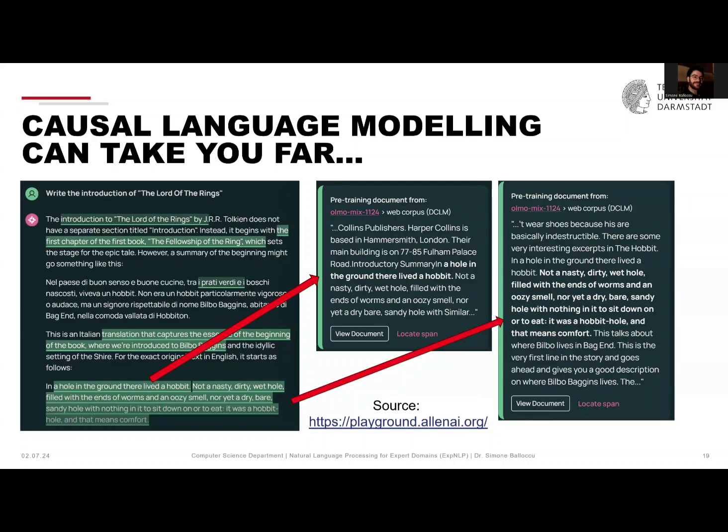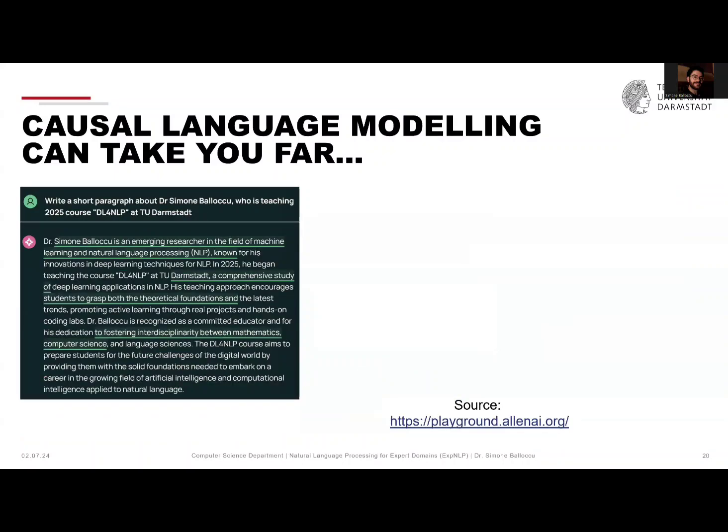Now let's go to the example about me, right? So if I say, write a short paragraph about Dr. Simone Ballocco, who is teaching deep learning for NLP at Darmstadt, it actually makes sense. It says stuff like, Simone Ballocco is a researcher, machine learning, deep learning for NLP is a study of deep learning applications, theoretical foundation, and so on.